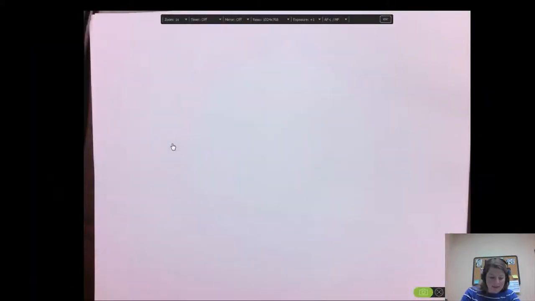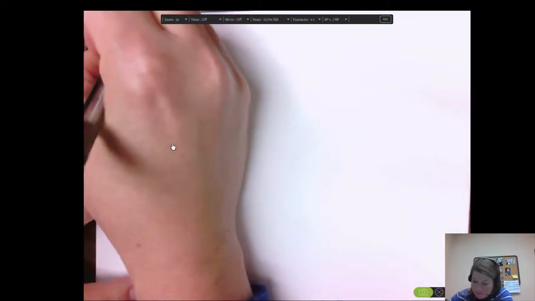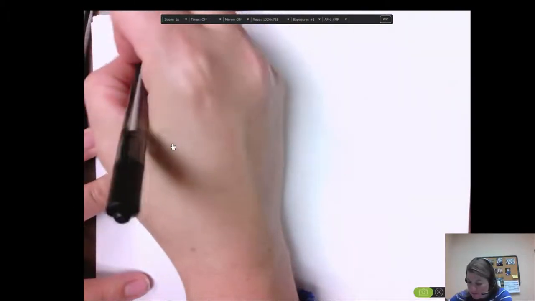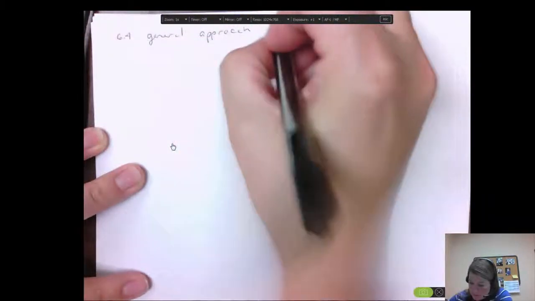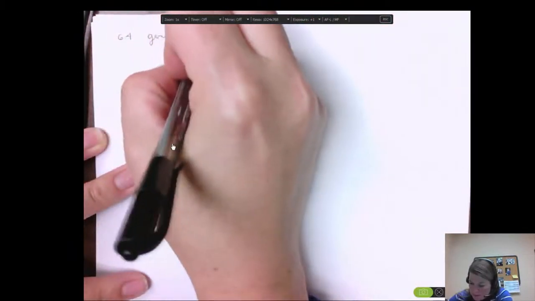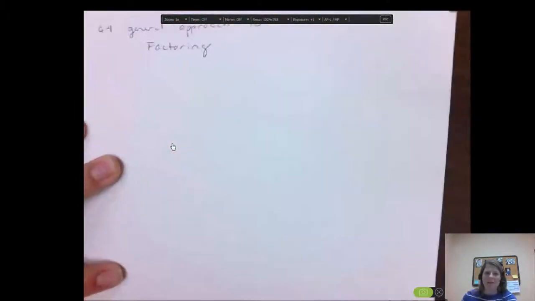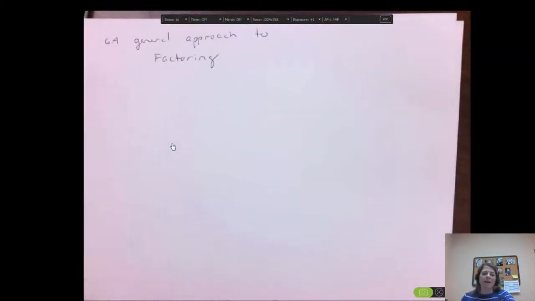Alright, so this video is going to be on the general approach to factoring, section 6.4 in one of my textbooks. Kind of like an overview. So we learned all these ways of factoring, but how do they relate to each other? How do you just look at something and know how to factor it? So I made a little flow chart that goes over all the different things of factoring, and I'm going to put that on here and show you the idea.